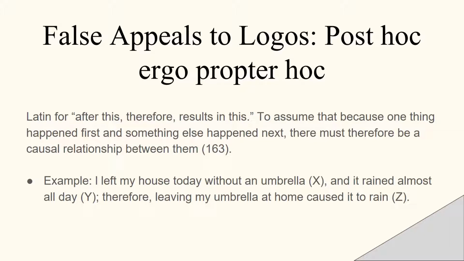Post hoc ergo propter hoc means after this, therefore, because of this. Similar to the non sequitur fallacy, premises and a conclusion are involved, but a distinctly cause and effect line of reasoning is always involved in this type of fallacy. For example, if I offer two premises, one that says I left my house today without an umbrella, and another that points out it rained all day, and I then conclude that it rained all day because I left my umbrella at home, I am trying to argue that X and Y cause Z to occur. That is faulty cause and effect logic.